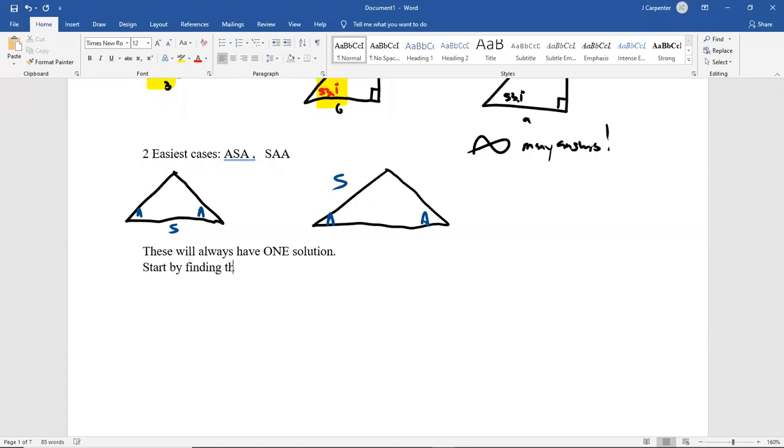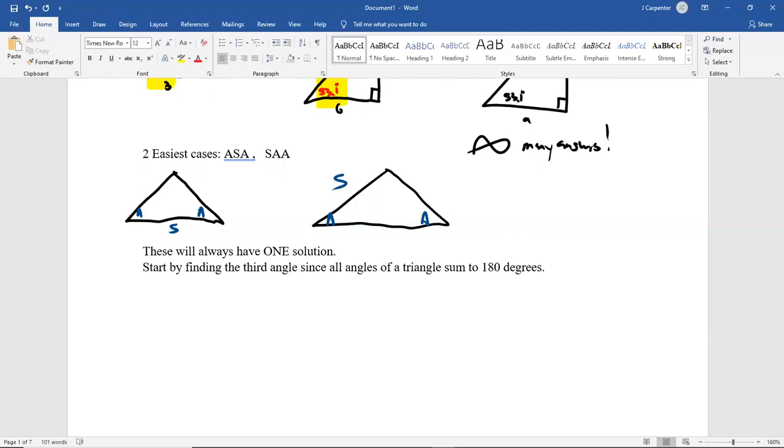Start by finding a third angle. All angles of a triangle sum to 180 degrees. So you can just do 180 minus the other two, or you can say the three add to 180 and do your algebra, whatever you like. So if you have two angles, the first thing you should do is find the third. Super easy. You could have done that before trigonometry class, I hope.